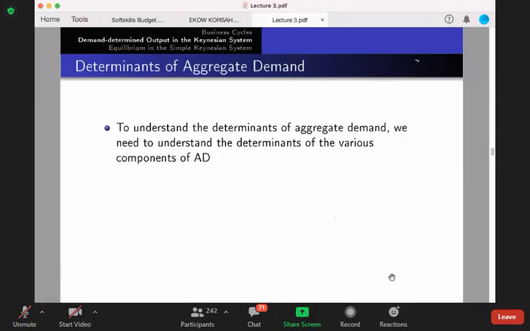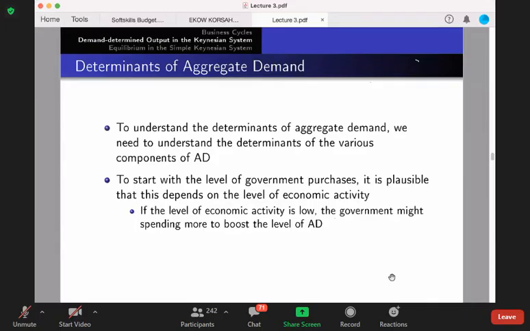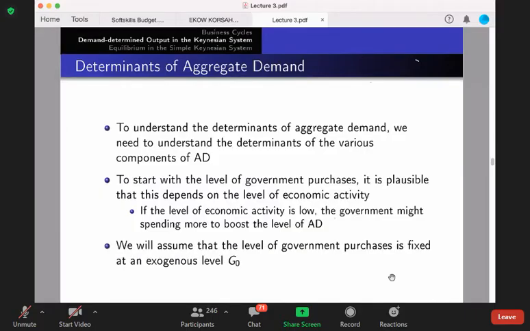To understand the determinants of aggregate demand, we need to understand the determinants of the various components of aggregate demand. To start with, the level of government purchases, it is plausible that this depends on the level of economic activity. If the level of economic activity is low, government might spend more to boost the level of aggregate demand.